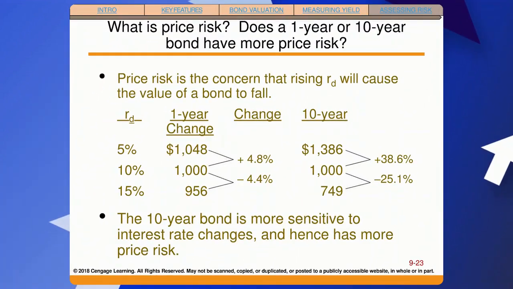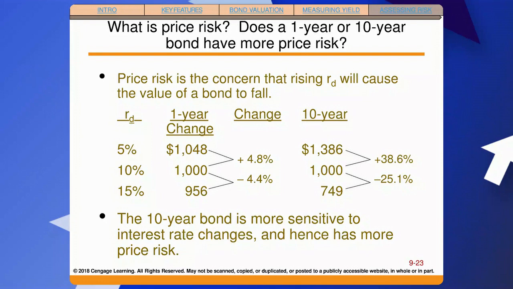So, meaning, what is the price risk? So, in terms of this one, very important is the price risk. So, does a 1 year or 10 year bond have more price risk? Okay, so gawin natin is, the price risk is the concern that rising RD will cause the value of the bond to fall. As you notice, let's say you have your rate of 5, 10, 15, and you have a 1 year change. So, di ba kanina, we compute for this one. If you have 1,048 as the value of it, then you have 956. As you notice, magkano yung difference? 4.8 and negative 4.4.